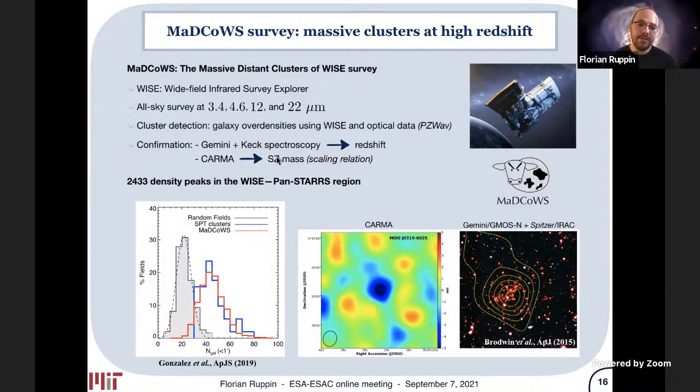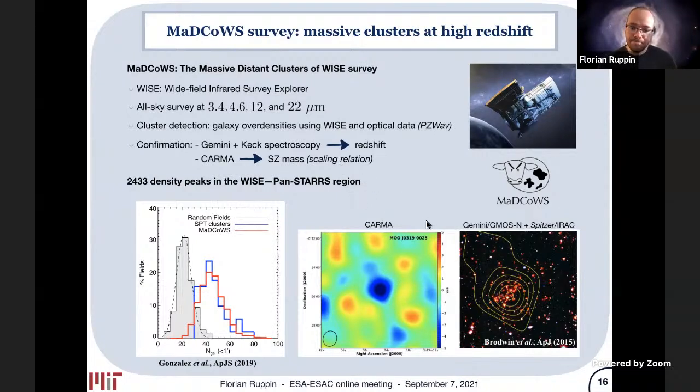And the cluster detection is made by looking at galaxy overdensities, like you can see in this figure, using both the WISE and optical data from previous surveys, and using the PZ-wave algorithm. The confirmation of those galaxy overdensities as bona fide clusters is made by looking at Gemini and Keck spectroscopy to get the redshift of the cluster members. And for some of the clusters, we also have an SZ confirmation by CARMA, the CARMA interferometer.